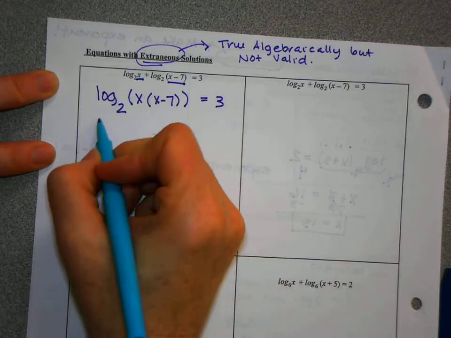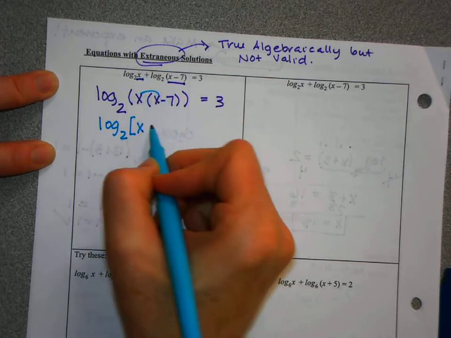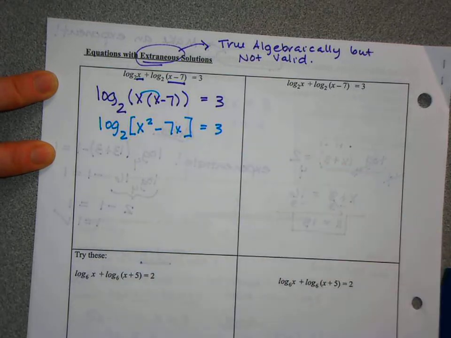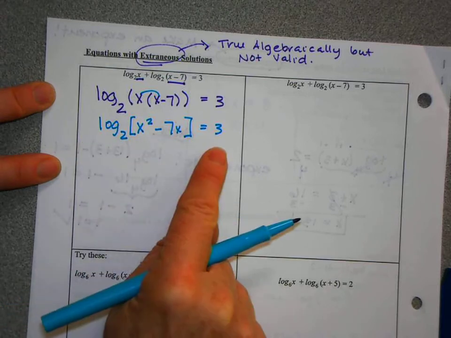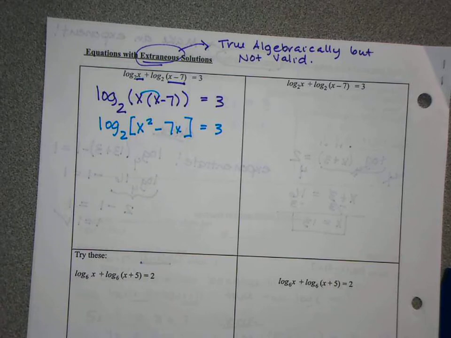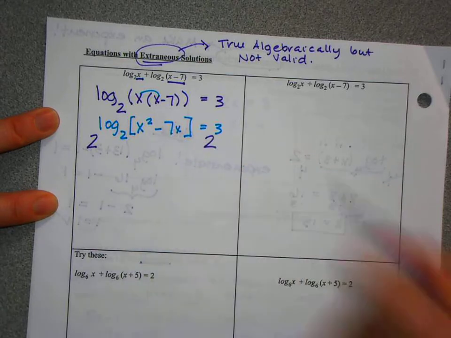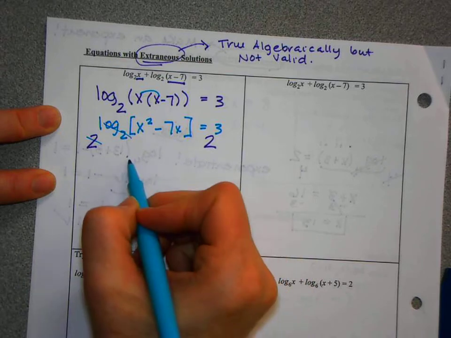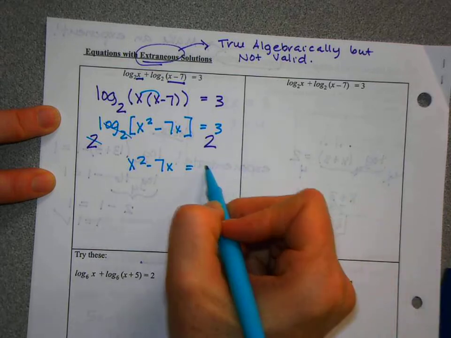So I'm just doing the math. The log base 2, if you want to make hard brackets, now you're going to distribute. x squared minus 7x equals 3. Now I'm at a situation where I can exponentiate both sides, and that's how I'm going to get rid of this log base 2. This is base 2, so I raise this side to 2 and I raise this side to 2. These will cancel, and I will get x squared minus 7x equals 2 to the third power, which is 8.